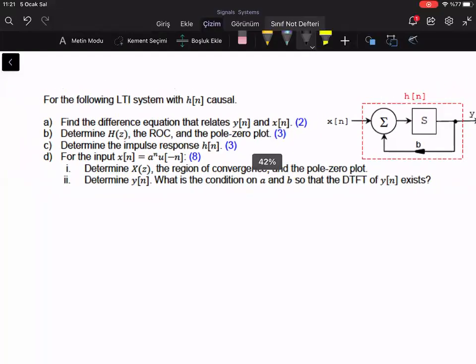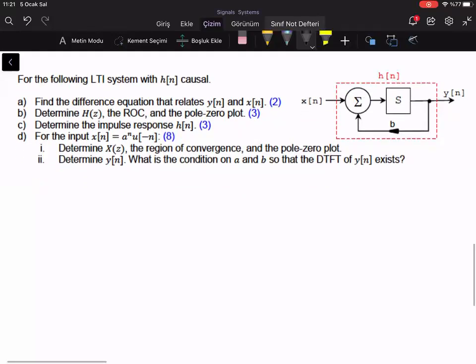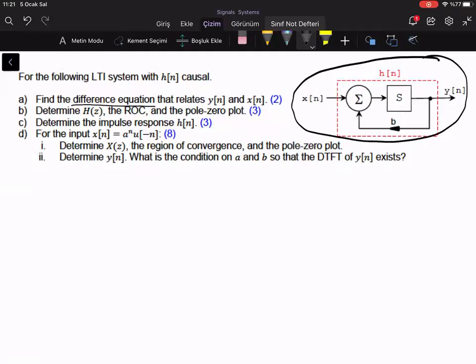I would like to write one part of this question and then give a break at this point. Do you remember this thing before? We have solved this kind of a system before for Fourier transform. Do you remember how I write the difference equation for this system? x of n minus 1 plus b times y of n minus 1 is equal to y of n.